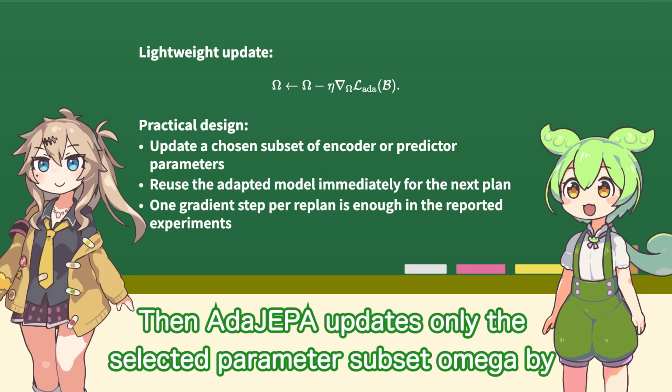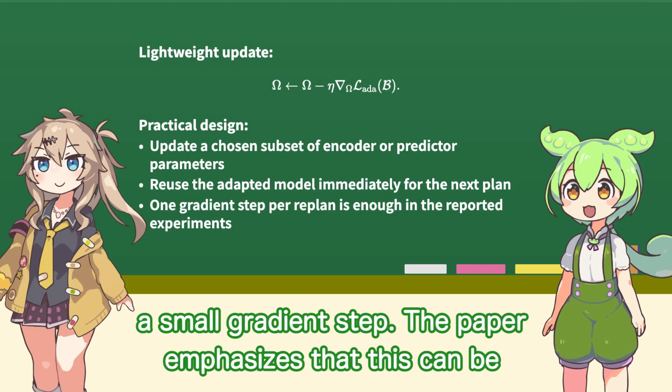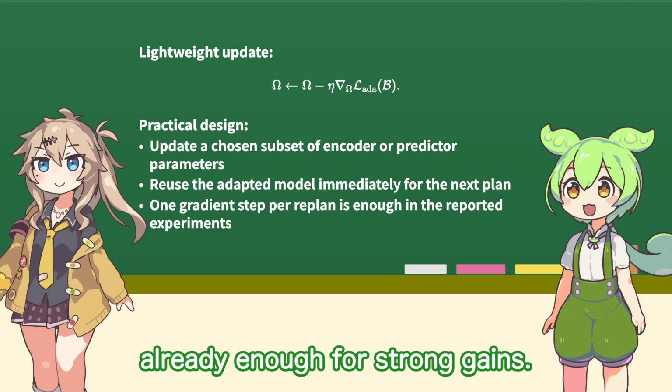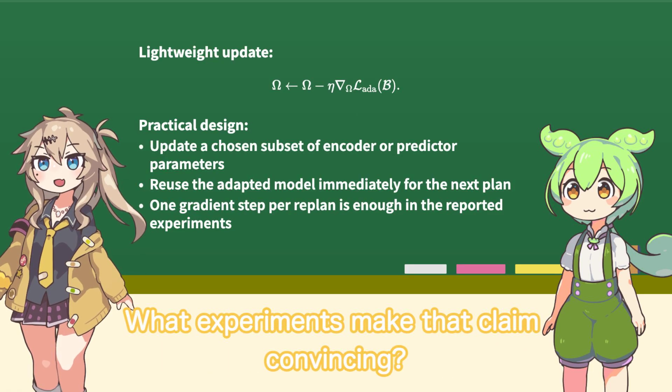Then AdaJEPA updates only the selected parameter subset omega by a small gradient step. The paper emphasizes that this can be lightweight in experiments. One gradient step per MPC ray plan is already enough for strong gains. What experiments make that claim convincing?